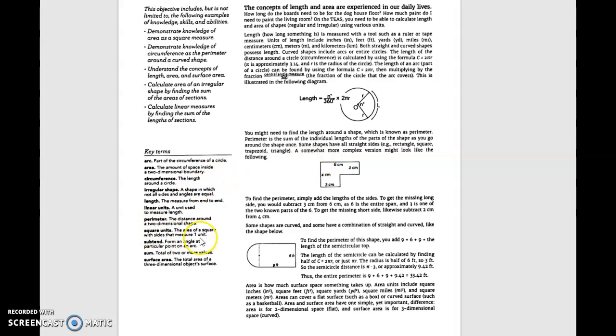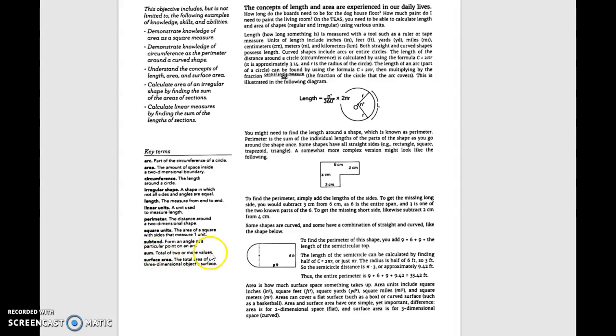Square units is the area of a square with sides that measure 1 unit, and you'll learn later on in the formula section where you actually determine what a square unit is. To subtend is to form an angle at a particular point on an arc. So when I did my example, mine was 72 degrees. Other than that, you won't really have to know that term. Just know that it's the same thing as an angle.